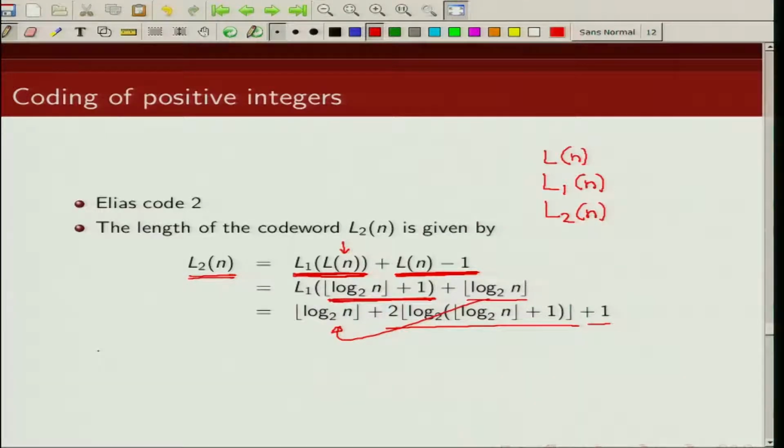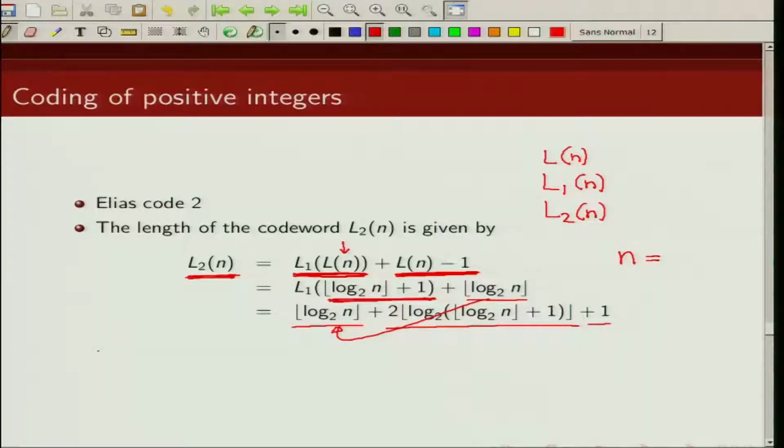So if you compare the length of this code word, the Elias 2 code word is given by floor of log to the base 2 of n plus 2 times log to the base 2 of this term plus 1. Now to appreciate what we gain by going for Elias code 2, let's take an example. Let's take n to be a large quantity, let's just take n to the power 1048. Okay.